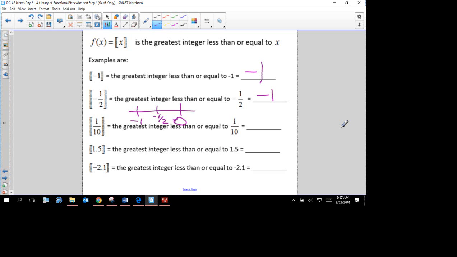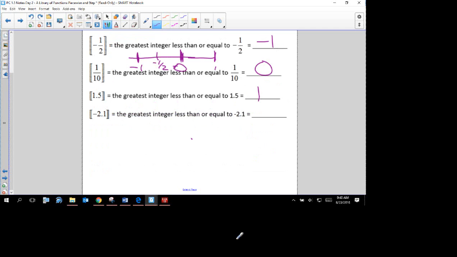1/10. What integer is less than or equal to 1/10? 0 is an integer. 0. It's like the stuff that you first put on the number line. Those are the integers. 1.5. What is the greatest integer that is less than or equal to 1.5? 1. And then negative 2.1. Here's negative 2. Here's negative 3. Here's negative 2.1. Less than it is going to be negative 3. See, those negatives are kind of tricky. If you need to draw it, draw it.